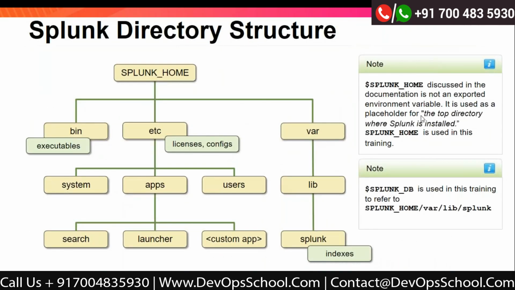This is the Splunk directory structure. Splunk home is /opt/splunk, and then we have three directories: bin, etc, and var. In the bin directory we have all the scripts, like if you want to start Splunk or stop Splunk, all the scripts will be available in the bin directory. The licenses and configuration files, like inputs.conf, outputs.conf, and transforms.conf, will be available in etc. All the apps and user files will also be available in etc.